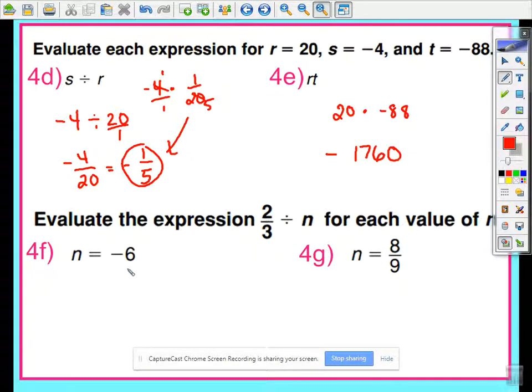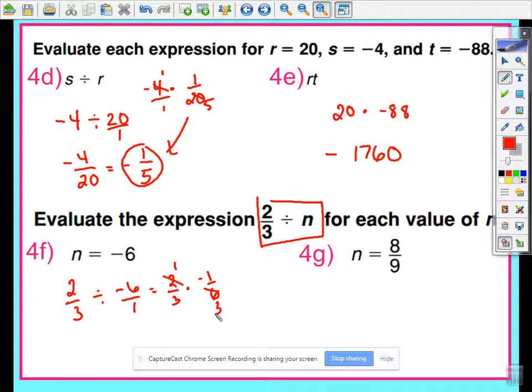Okay, so here n equals negative 6. I need to plug it into this expression. So I have 2/3 divided by negative 6, or negative 6 over 1. This is the same as 2/3 times negative 1/6, because I can multiply by the reciprocal. 2 goes into here 3 times. I have a positive times a negative. My answer is negative. And we have a 1/9.